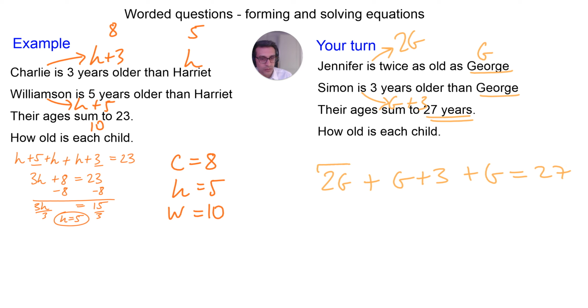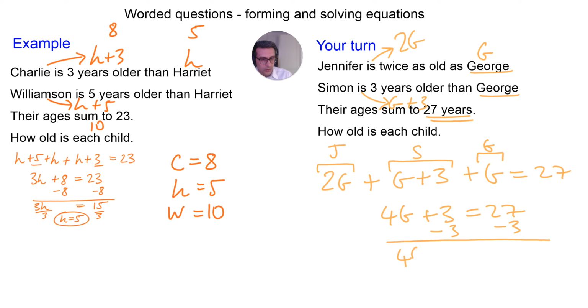So this is Jennifer's age, this is Simon's age, and this is George's age. So we can add the G's up. 2 plus 1 plus 1, that's 4G, plus, and then it's just a 3 is equal to 27. We're going to solve this. Take away 3, take away 3, 4G equals 24, and then divide by 4, divide by 4. So G equals 6. So George is 6 years old.